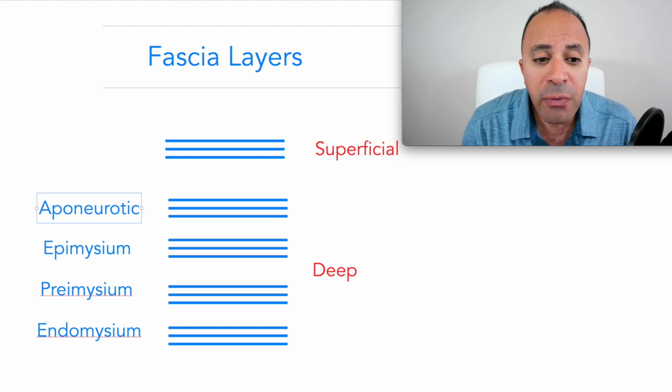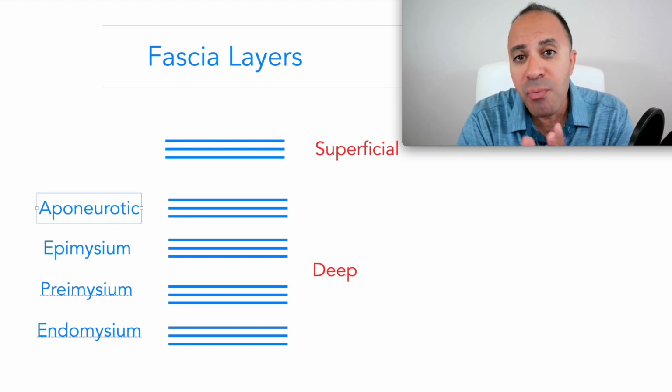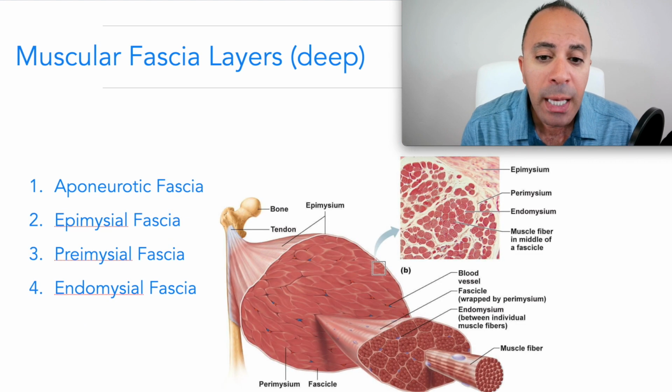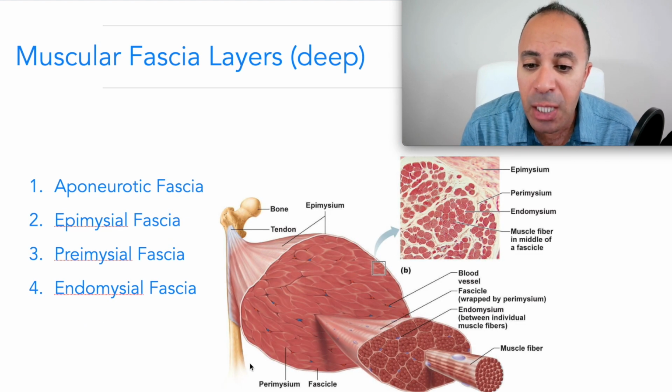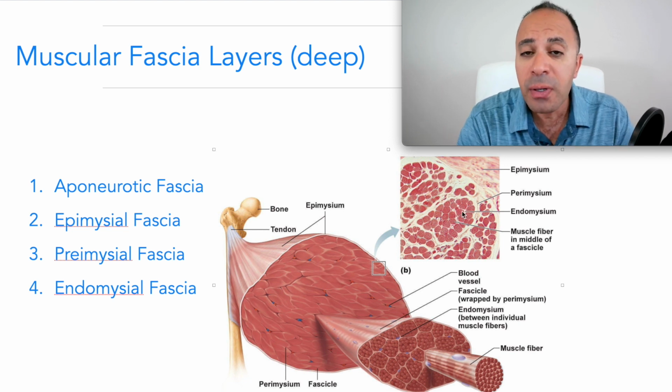So the epimysium is a fascia layer that's wrapping a group of muscles. The perimysium is wrapping a bundle of fibers, and you can see it here in this image. And at the end you have the endomysium wrapping each individual fiber. So we have a lot of different fascia layers.